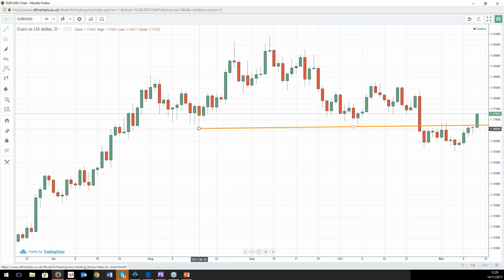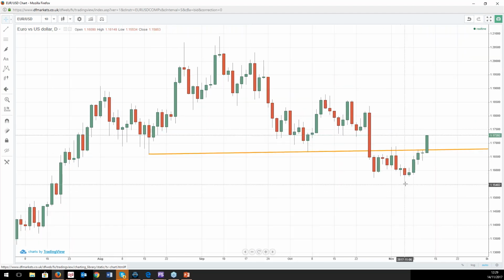Let's find the low between those highs, draw an orange line on there, and when we break the orange line, we get a sell signal. And we got that sell signal here at 116.70 on the 25th of October. And we subsequently sold off to 115.50 by the 6th of November.